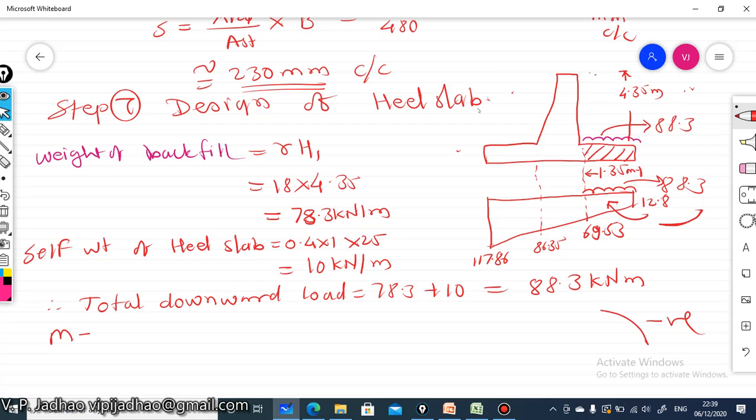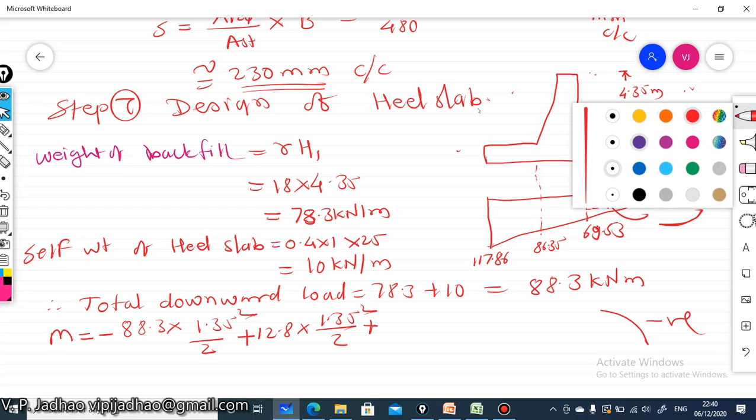Okay, so this bending moment M is equal to, first, the bending moment due to downward load, which will be like a cantilever. Therefore bending moment is equal to minus 88.3 multiplied by L square, L is here 1.35, square, divided by 2, plus the bending moment due to this 12.8 kilonewton per meter upward soil pressure, which will be equal to 12.8 into L square, that is 1.35 square, divided by 2.